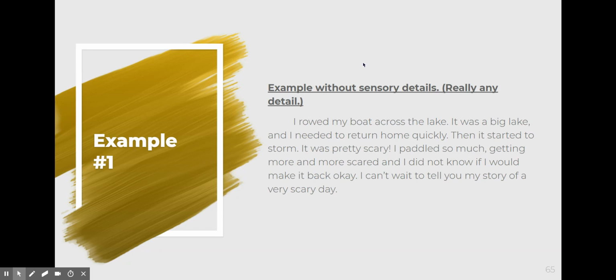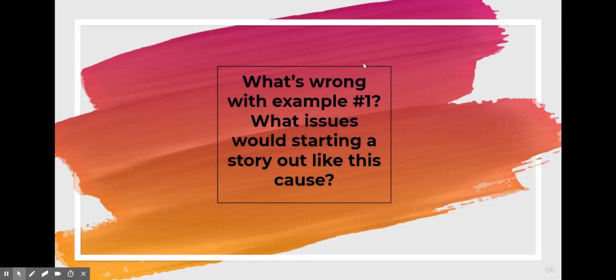Now, again, it's not like the worst thing ever, but there's not really any detail in it, is there? It's giving you, here's something that happened, here's what happened next, and then pretty much just going ahead and telling you the whole story right off. There's a storm, it was pretty scary, and you had to paddle a whole lot and didn't know if you would be okay. Yeah, I'm kind of interested in seeing what happens, but it's not really pulling me into the story. So let's check what's wrong with example number one.